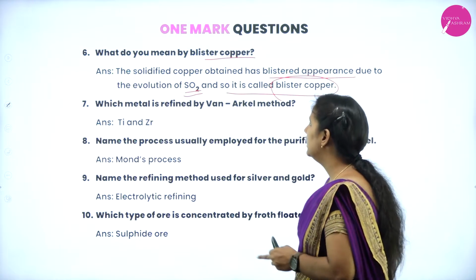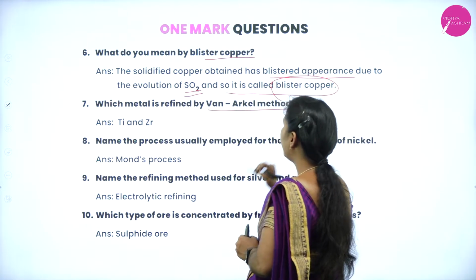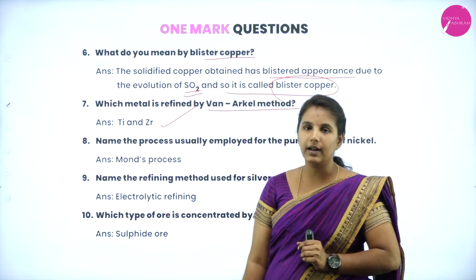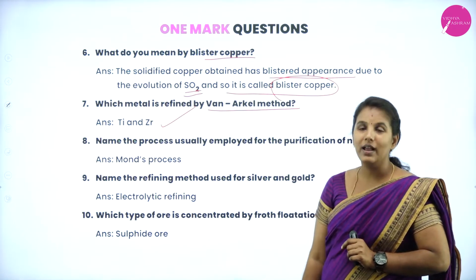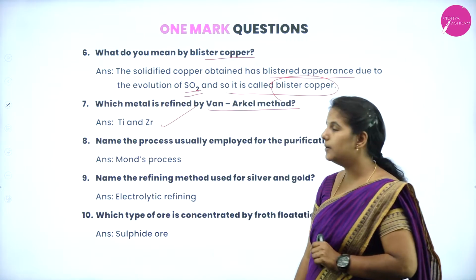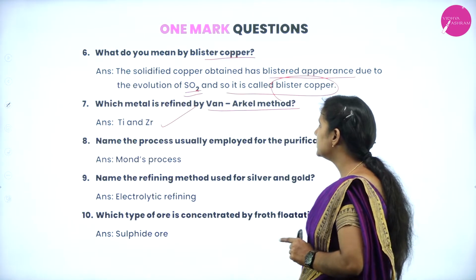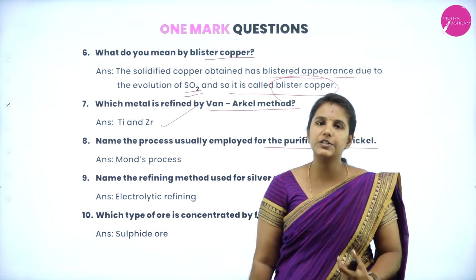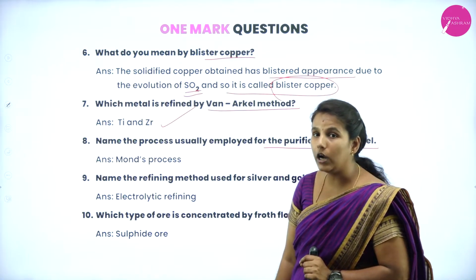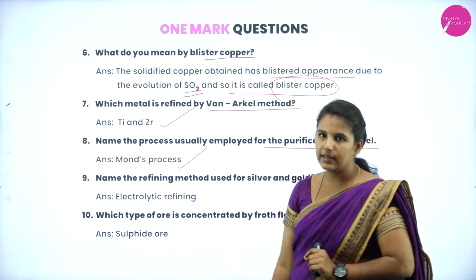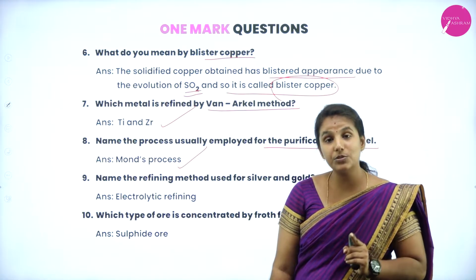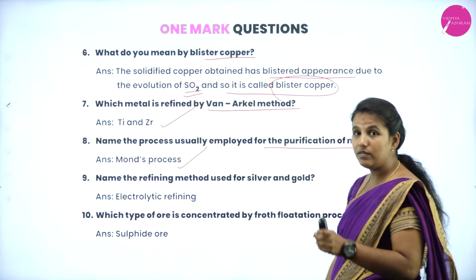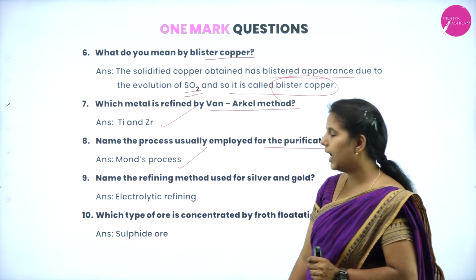Okay. Next, which metal is refined by Van Arkel method, as I have explained? Titanium and zirconium are the two metals which are refined by Van Arkel method. Next, name the process usually employed for the purification of nickel. For the purification of nickel, there is a method called Mond's process. Like this, either process can be asked and which metal can be extracted from that method can also be asked. Okay, and which electrolyte has been used in that process can also be asked.